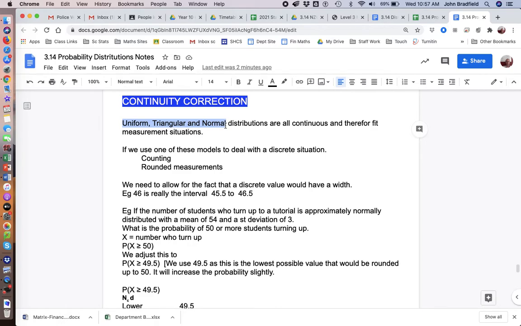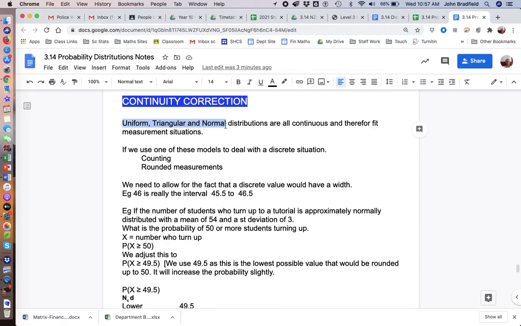Now, we need to allow for the fact, if we've got a continuous scale, that if we say 46, we really mean anything that would be rounded to 46. So, roughly speaking, everything from 45.5 to 46.5 would be called 46 if we were rounding to the nearest whole number. So, e.g., if the number of students turning up to a tutorial is approximately normally distributed, with a mean of 54 and a standard deviation of 3.